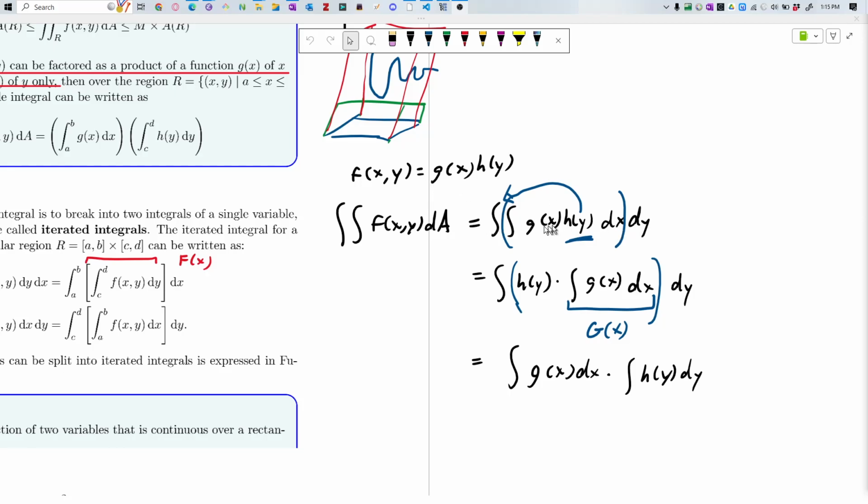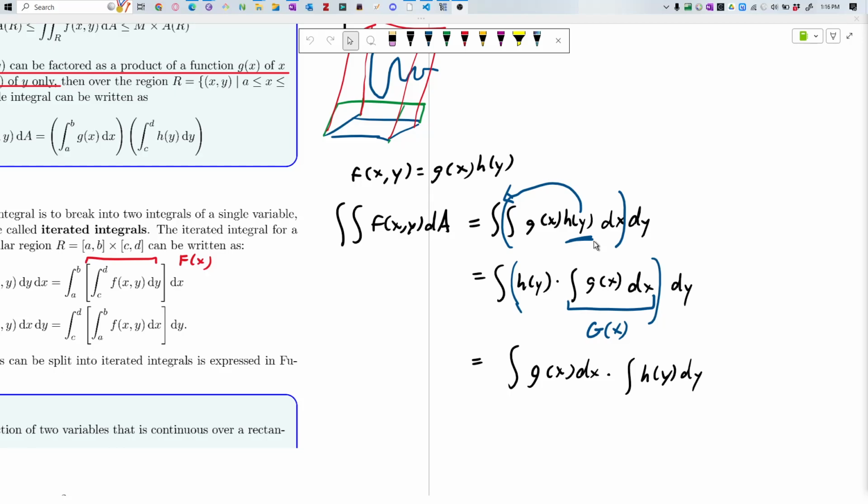If our function can be written in this way, then what you should notice is that h of y is something that does not depend on x. It is basically treated as a constant with respect to integration by x. And so what you can do is pull it out. It basically acts as a scalar when you integrate with respect to x. Think of x as varying the value x. And in a sense, it has to do with the Riemann sums.